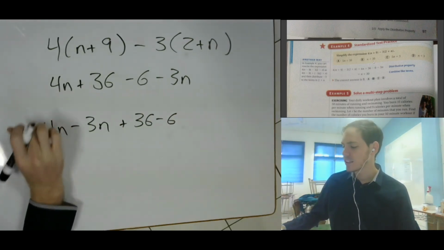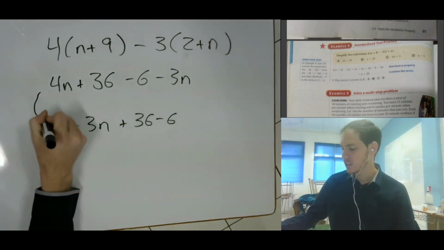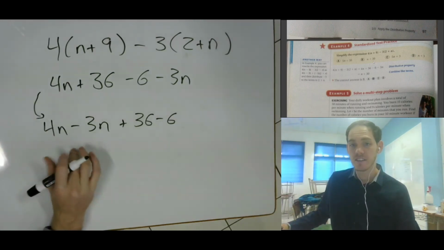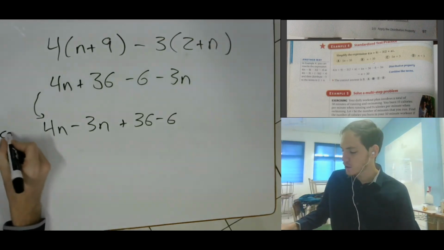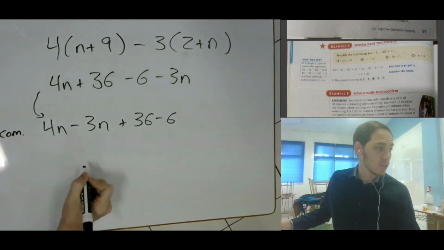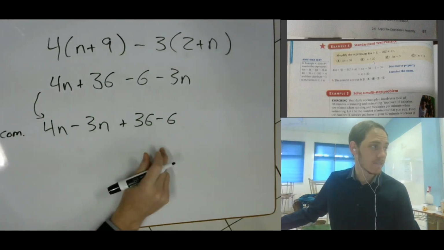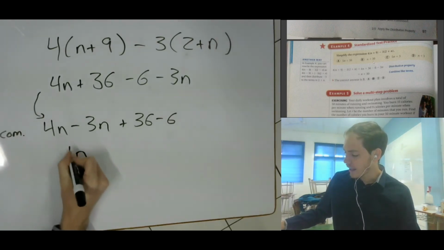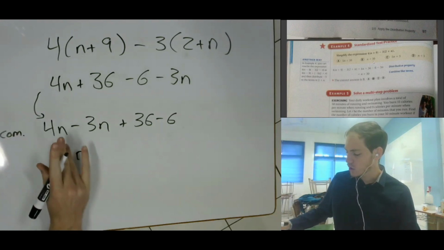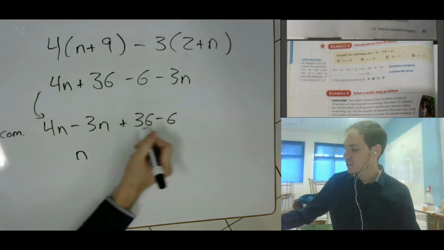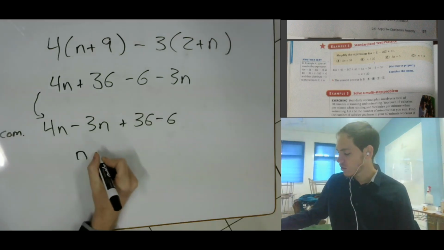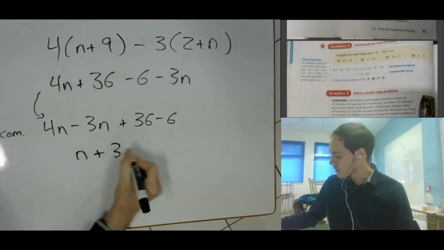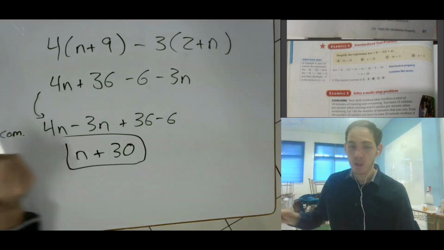Now, what step did I just take? What math property did I use to go from here to here? Okay, I just rearranged it. Notice. Did I rearrange it? Yep. So that's actually commutative. Okay? So I use commutative to move everything around. Okay? So what's 4n minus 3n? Well, that should just be 1n, or you could put n for short. Okay, 36 minus 6, or 6 subtracted from 36, is going to be 30. So our answer is going to be n plus 30.